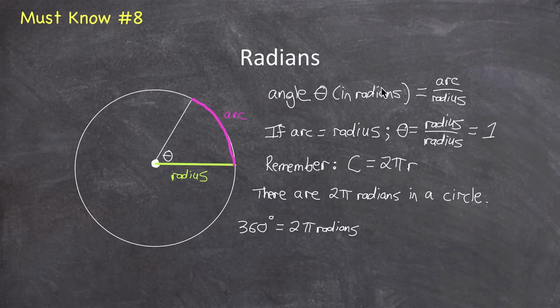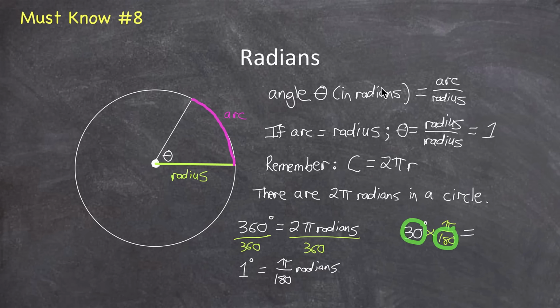How about 30 degrees? If I want to convert it to radians, well, how many radians are in each degree? In this equation I made here, let's change this 360 degrees to 1 degree by dividing both sides by 360. If I do that, you'll see that 1 degree equals pi over 180 radians. To change 30 degrees to radians, I would have to multiply by pi over 180. 30 divided by 180 reduces to 1 over 6, so this would equal pi over 6 radians.